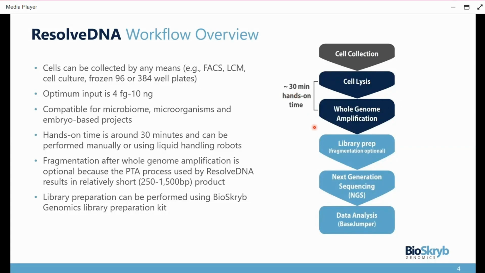And once it's complete, the BioScribe Genomics library preparation workflow generates libraries for processing on next-generation sequencing platforms. And once the data is complete, the data can be analyzed using the BioScribe Genomics Base Jumper Analysis Suite. In summary, the workflow for Resolve DNA is end-to-end, with the exception of the sequencing piece in the middle.